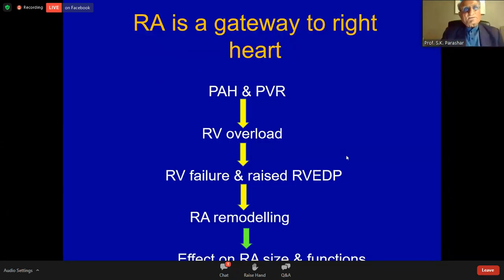So as we know, the right atrium is the gateway to the right heart. The right heart lesions are usually characterized by pulmonary artery hypertension and increased pulmonary vascular resistance. These lead to increased RV overload, and this ultimately leads to RV failure and raised right ventricular end diastolic pressure. Because the RA is intimately involved and bears this RV end diastolic pressure, it undergoes right atrial remodeling, leaving an effect on the RA size and function. So ultimately, most of the right-sided lesions have an effect on the right atrium.